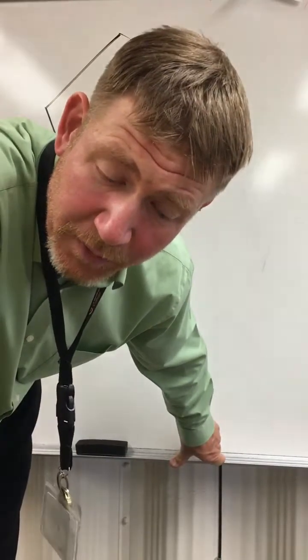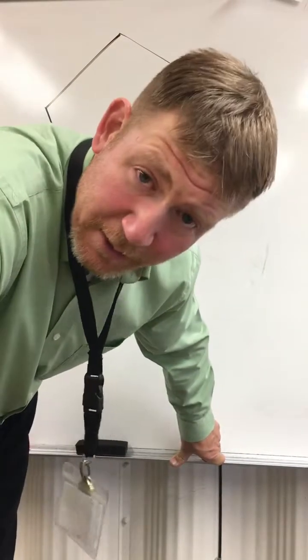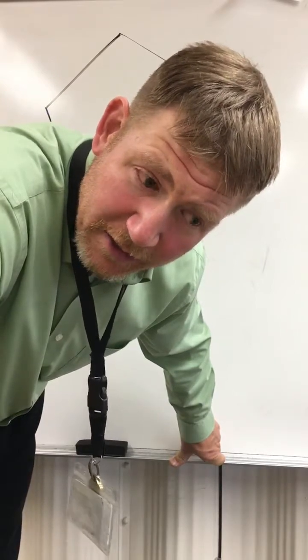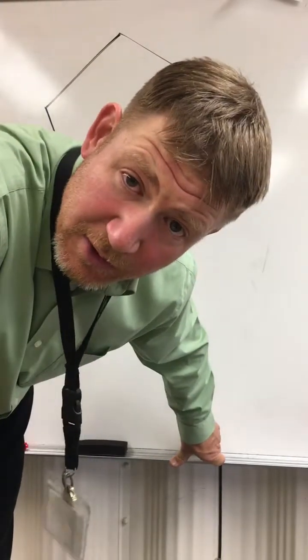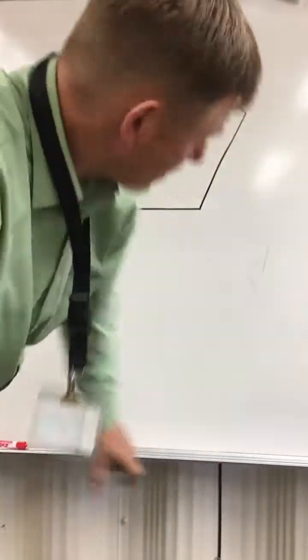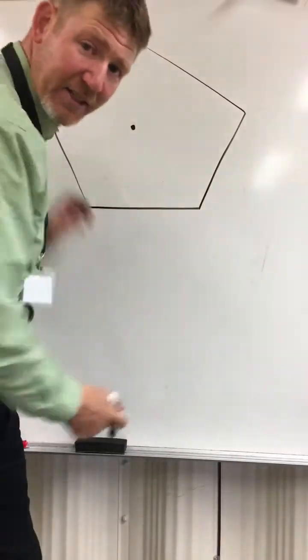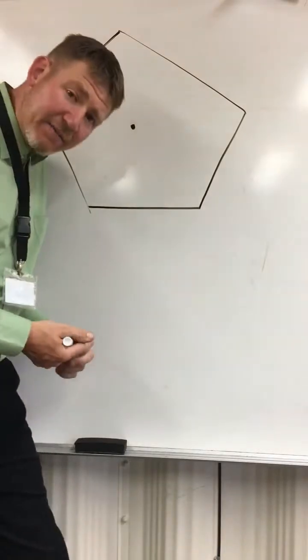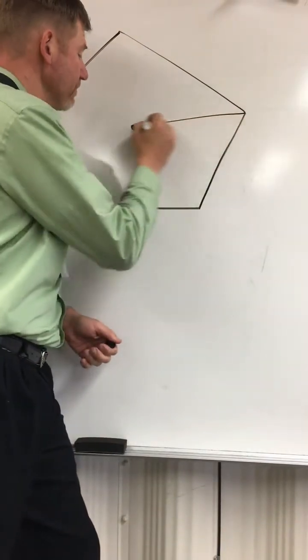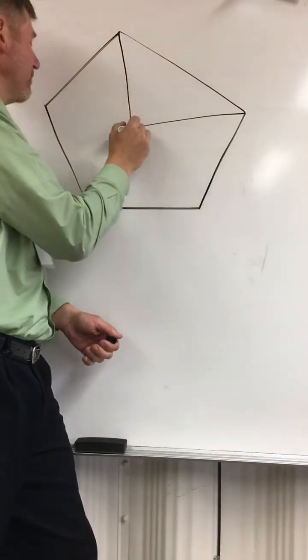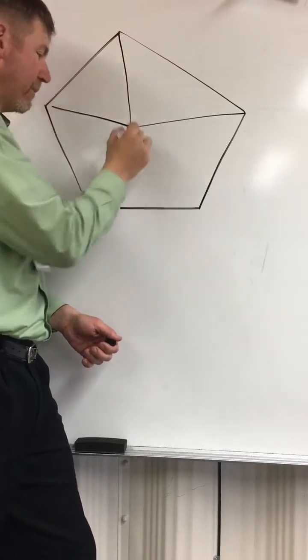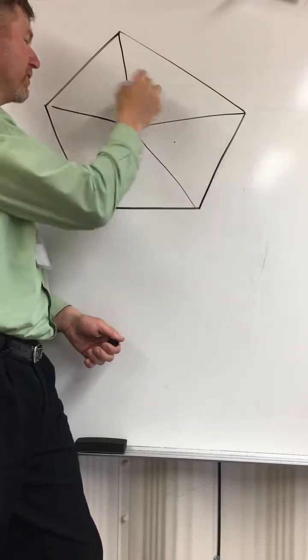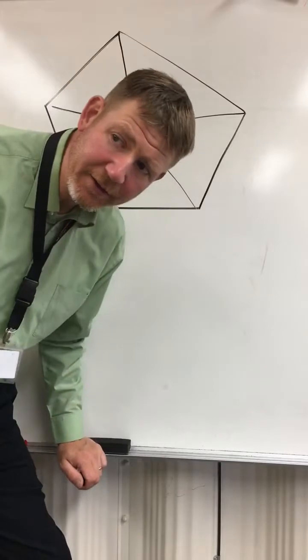So the first thing I'm going to do is teach you how to find the rotational symmetries of any polygon. Here we have a pentagon because it has 5 sides. If it has 5 sides, what you need to do is divide this up into 1, 2, 3, 4, 5 different triangles.